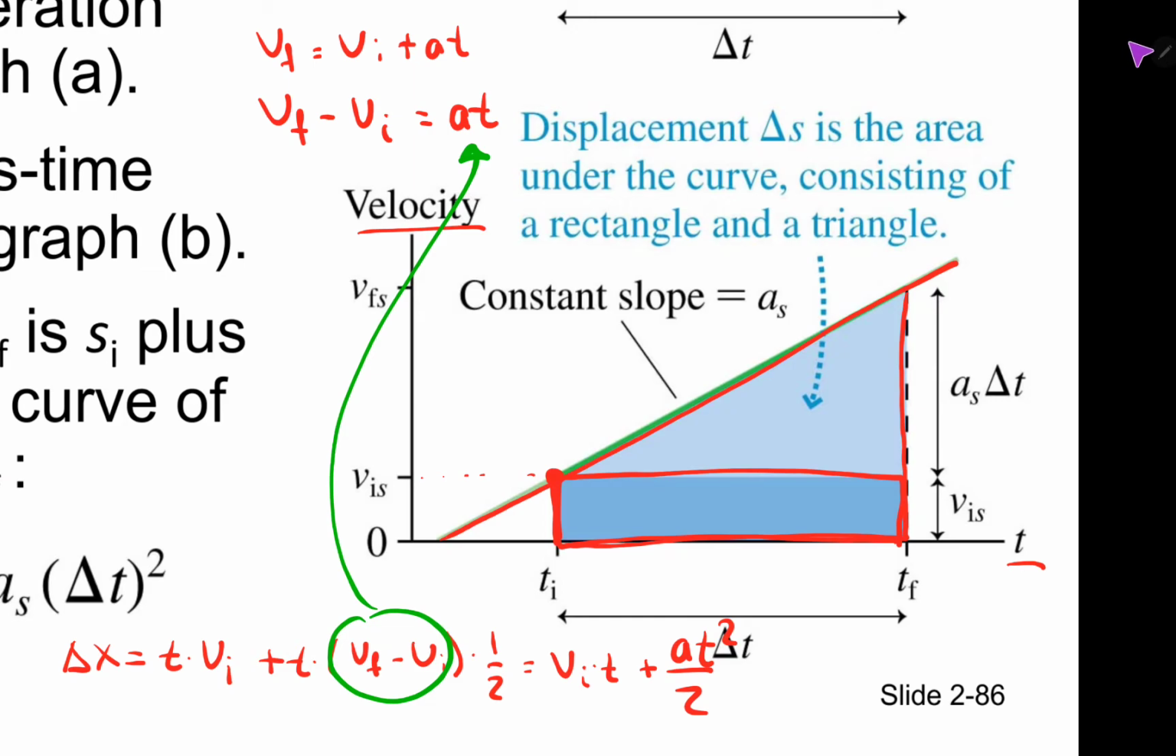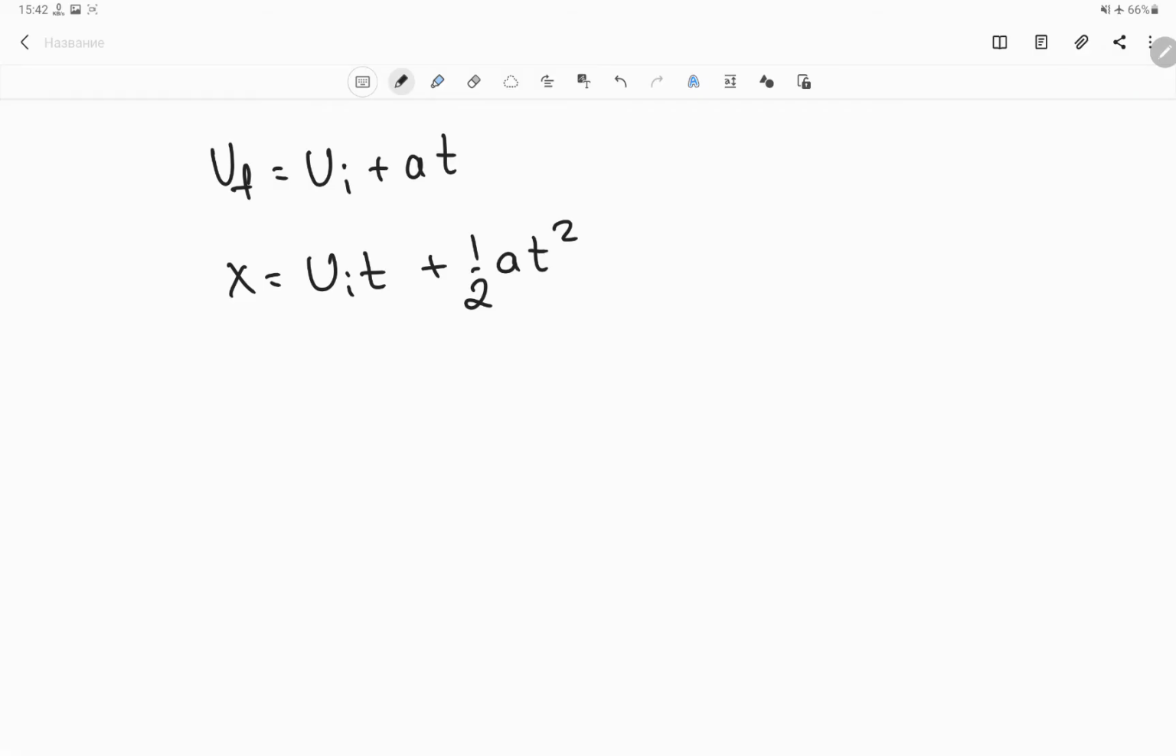So we have two equations: v final equals v initial plus at, and the displacement equals v initial times time plus at squared over 2. So we have two equations for now. We can get a third equation by combining these two equations. Let's continue our second equation. Let me take time outside of the bracket. So here we have initial velocity plus at over 2.